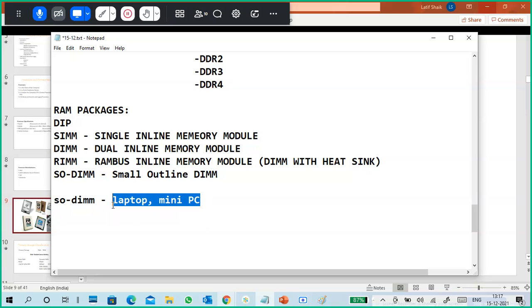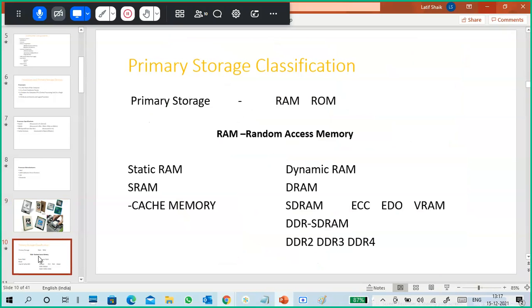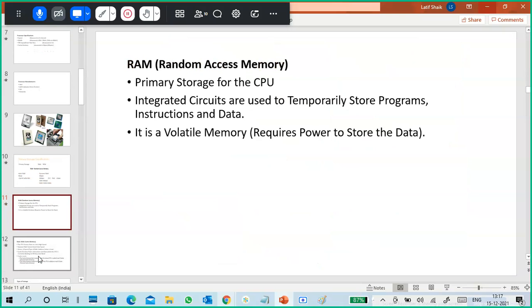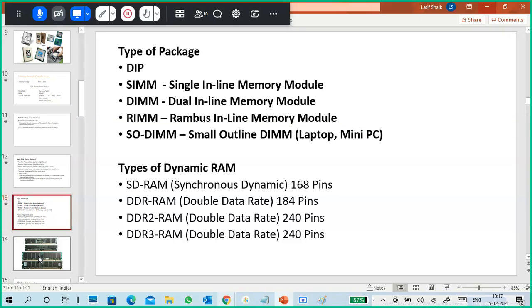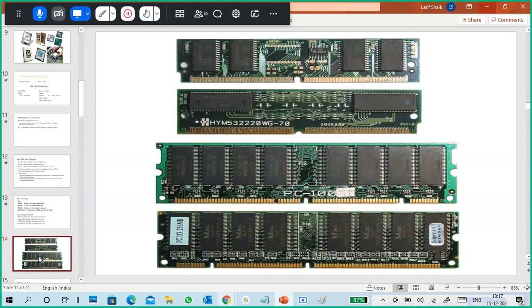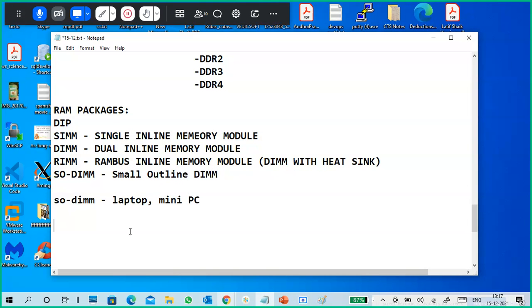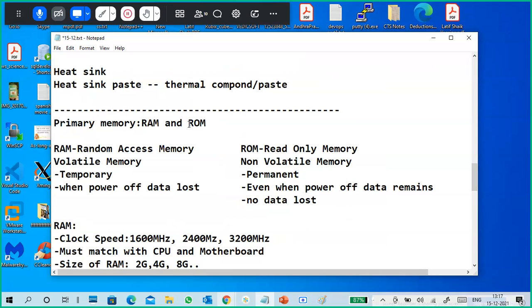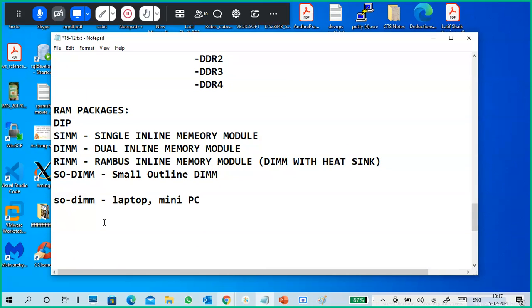Laptops and mini PCs use SO-DIMM type RAM. So this is the other thing about your RAM. This is static RAM, and this is about packages, how RAMs look. So this is about your RAM. Next one is ROM. I will tell ROM and we'll close the session today.